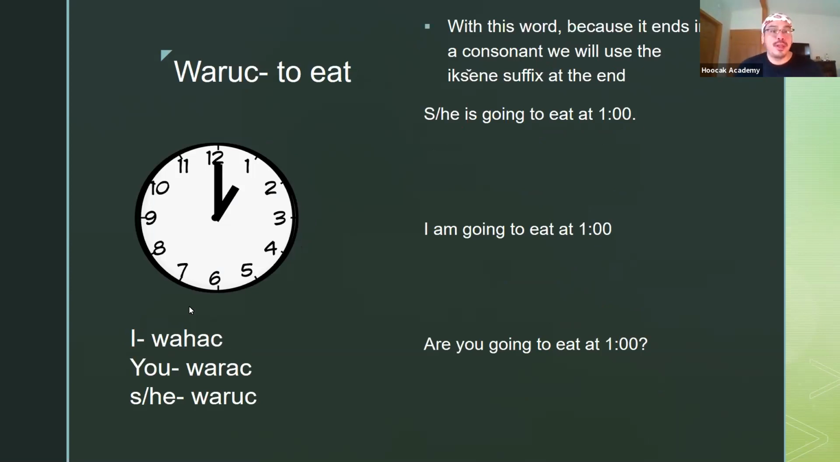Okay. Next verb, waruch. Also, lower left-hand side, I put the conjugations there. This time we're going to be using 1 o'clock. With this word, because it ends in a consonant, we will be using the ikshane suffix at the end, okay? Because a consonant followed by a K sound is really hard to make, so we add an I sound in between. So she or he is going to eat at 1 o'clock.